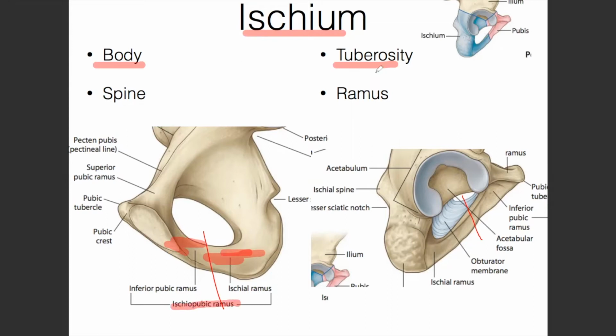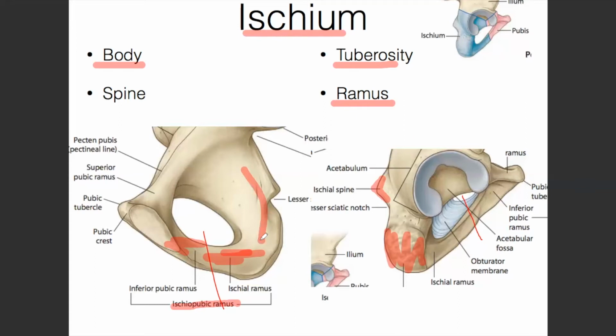In the tuberosity, which is found posteriorly, right here, this is the ischial tuberosity. We also have a spine that is found about here, also posteriorly, known as the ischial spine. So the important features are: the ischial spine, the ischial tuberosity, and the ischial ramus, which connects with the pubic ramus, and then the rest of the ischium is just known as the body.